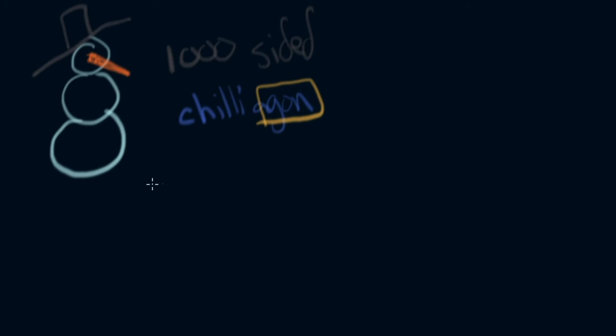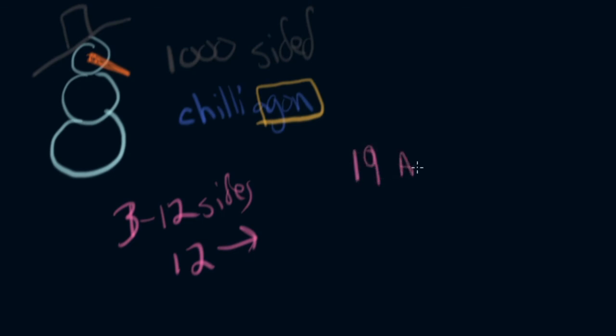From 3 to 12 sides, you should know the words. But from 12 onwards, you can just use the agon. So for instance, if you had something that was like 19 sides, you'd say a 19-agon.